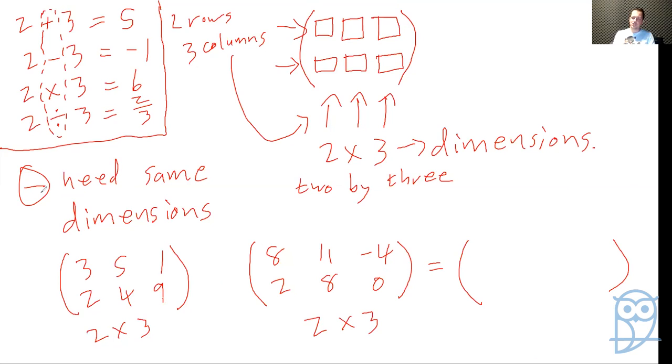Subtraction. If you're subtracting matrices, again, we need the same dimensions. As I said, addition, subtraction, very similar. The exact same example with a minus. What happens? Pretty much exactly the same thing. Element by element. 3 minus 8. 5 minus 11. 1 minus minus 4. 2 minus 2. 4 minus 8. And 9 minus 0. All right.